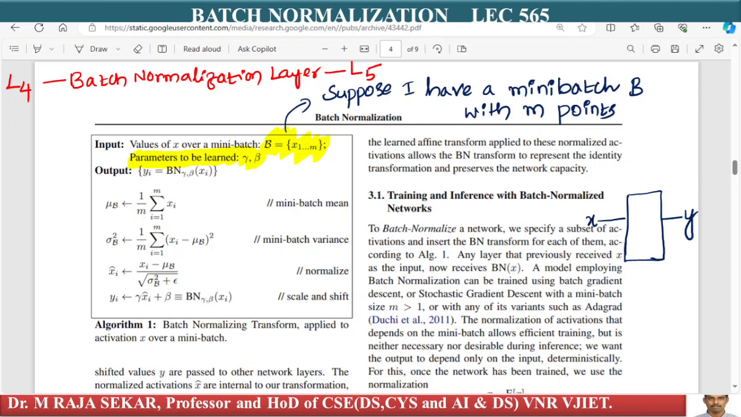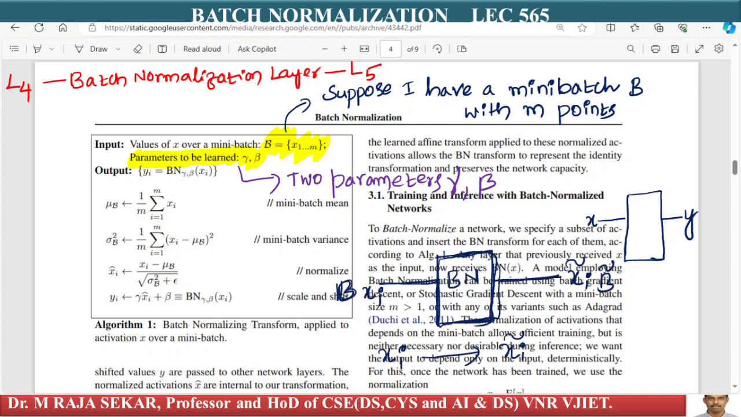Given an input, my batch normalization layer gets a batch of inputs, x1, x2, so on xm. This is the input batch. My capital B is the input batch, my capital B tilde is the output batch, xi is the input, xi tilde is the output. You are sending xi to the batch normalization layer and you are getting xi tilde. B tilde is the batch that is the output of batch normalization.